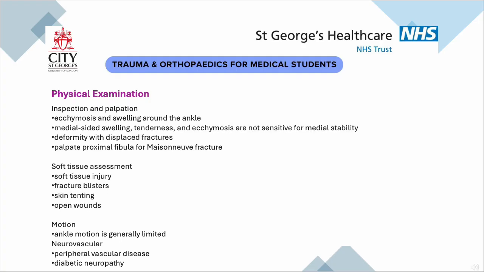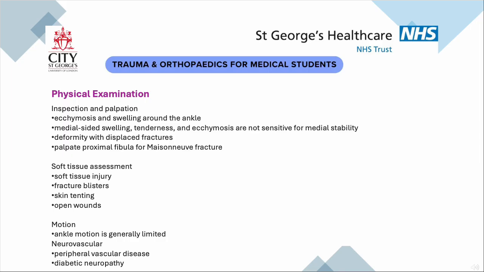The physical examination is what you would expect with a fracture. There will be swelling and bruising around the ankle. It could be on the medial side, it could be on the lateral side, and there may well be deformity. You should palpate up around the fibula for what's called a Maisonneuve fracture, where there is a soft tissue injury that runs up through the interosseous membrane.